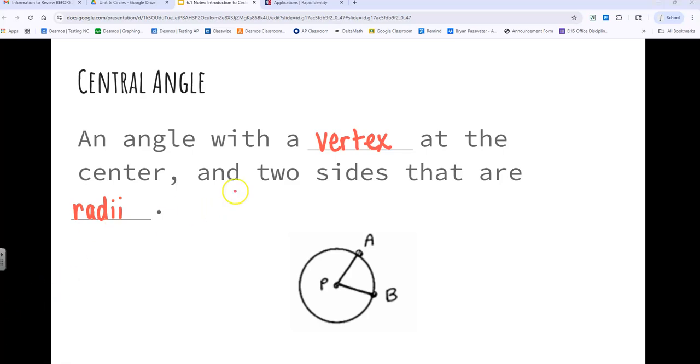So a central angle is going to have its vertex at the middle of the circle. That is why we call it the central angle. We're going to do a lot of work with these coming up.